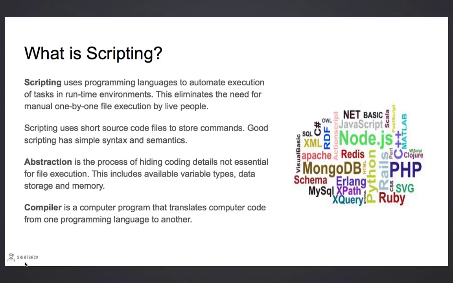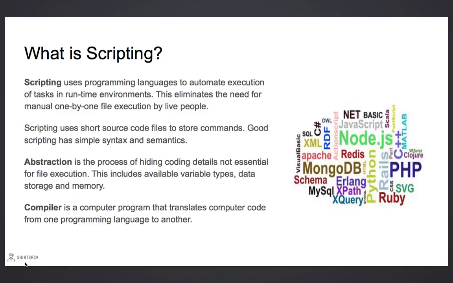Scripting is the use of programming languages to automate tasks in a runtime environment. It eliminates the need to manually execute program files line by line. Scripting uses short source code files to store programming commands. Good scripting will use simple syntax and semantics within the code.